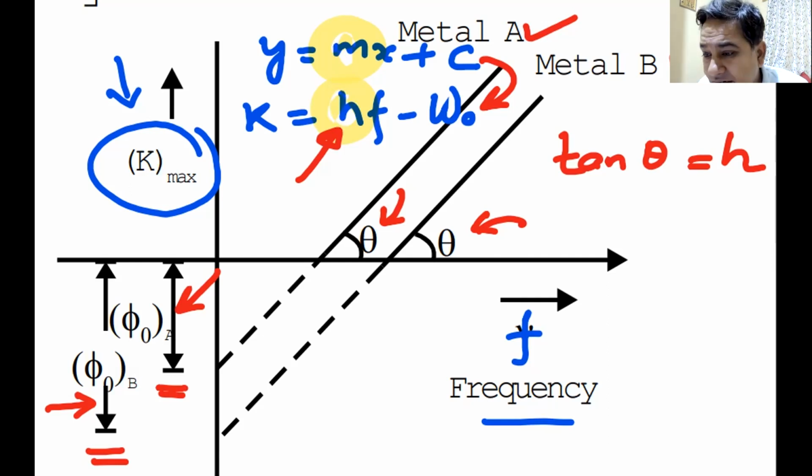This is the graph between kinetic energy and the frequency. Remember the same equation which I wrote. I can write this W naught, which is the work function, again, as in the previous class, in a different way. How can I write W naught in a different way?